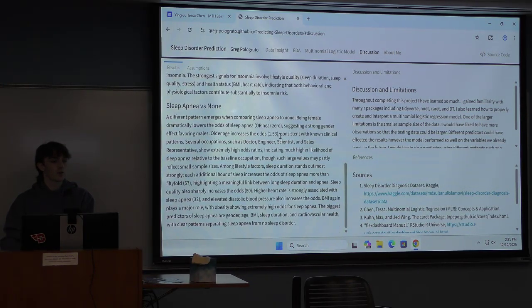And then for sleep apnea versus not, a different pattern emerges. So being female actually dramatically lowers the odds of sleep apnea. Of course, getting older increases your odds of having sleep apnea. This is another thing that's consistent with many clinical research. Like when you get older, you have a higher chance of getting disease. But overall, the biggest predictors for sleep apnea were gender, age, BMI, sleep duration, and cardiovascular health.